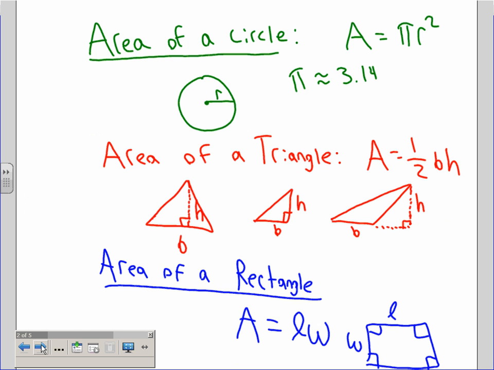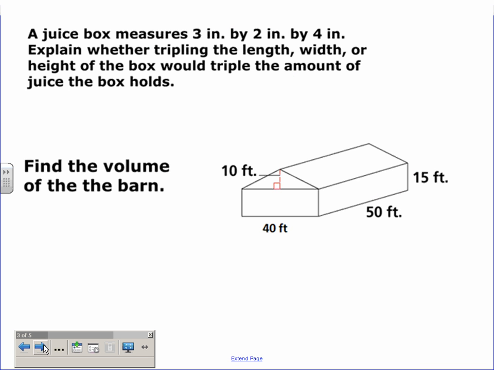So a couple of challenge questions for you guys to think about knowing that basic knowledge now. A juice box measures 3 inches by 2 inches by 4 inches. Explain whether tripling the length, width, or height of the box would triple the amount of juice it holds. So think of it as 3 different cases. First, you triple the length. You want to find out what happens to the volume if you do that.